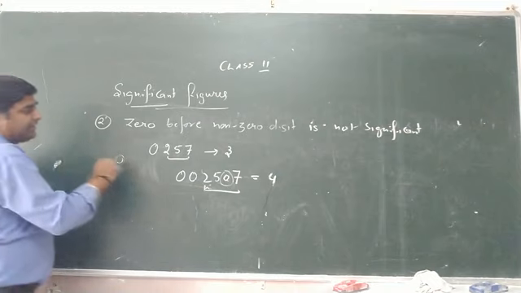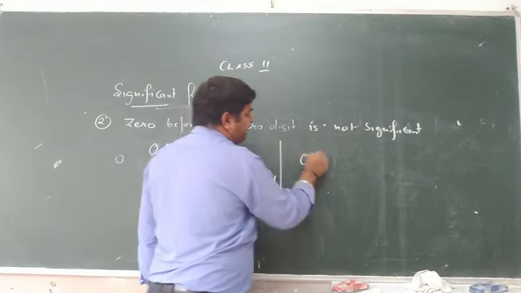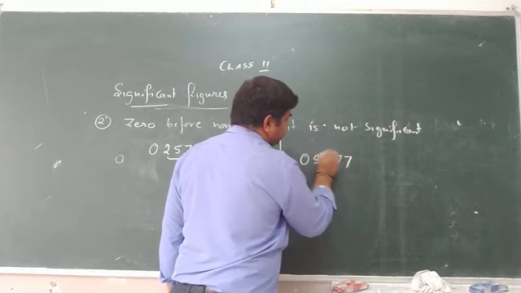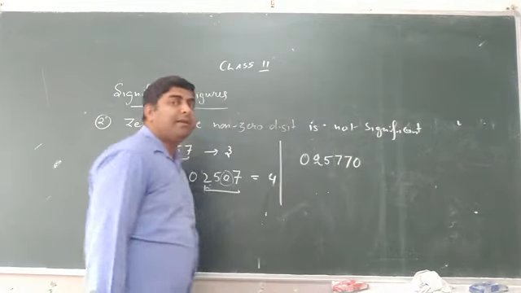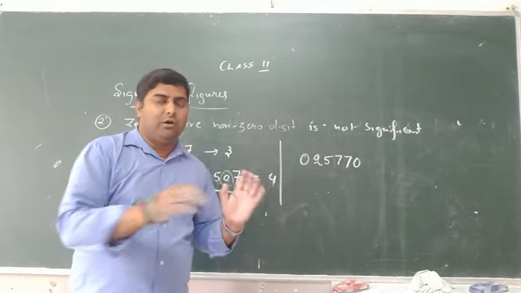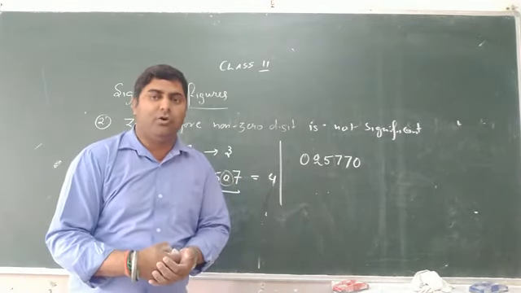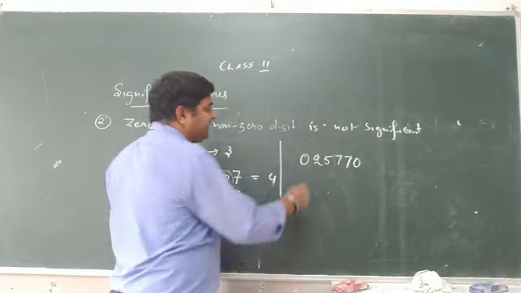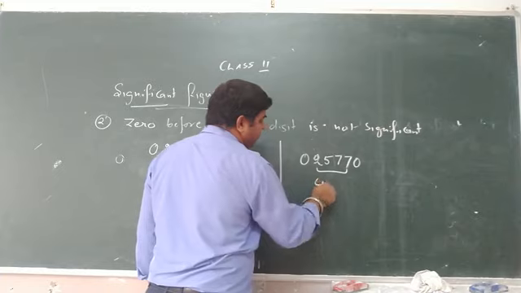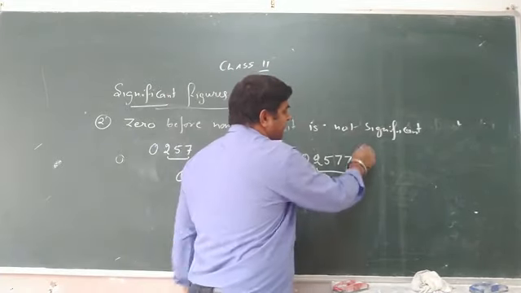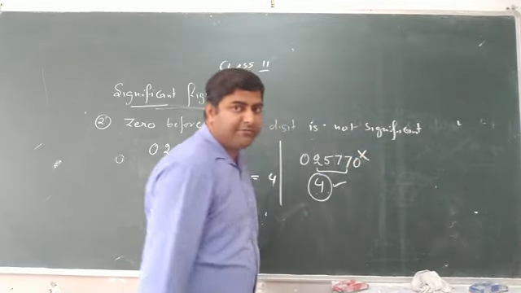Similarly, we take another number, 0.025770. Now, keep in mind the zeros which come before non-zero digits are non-significant. So here we have 4 significant figures. We will not take this one as a significant figure.